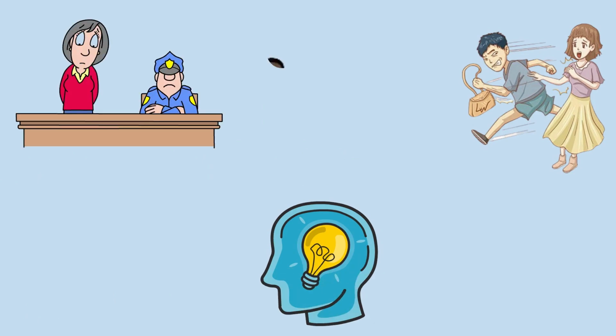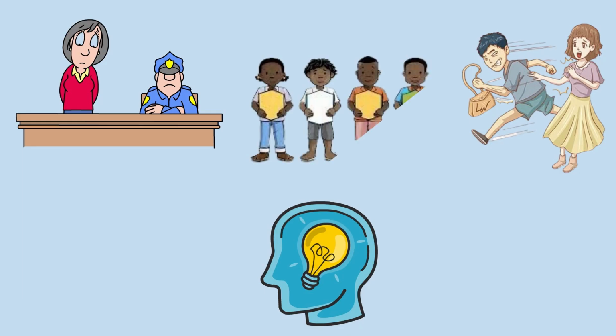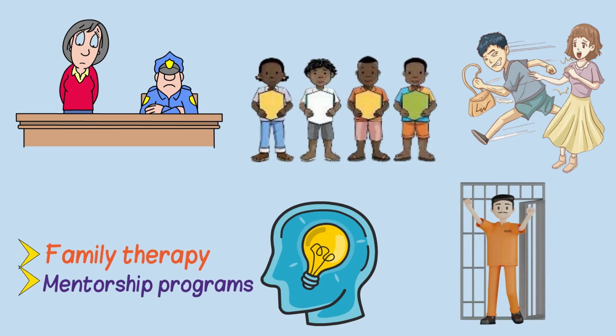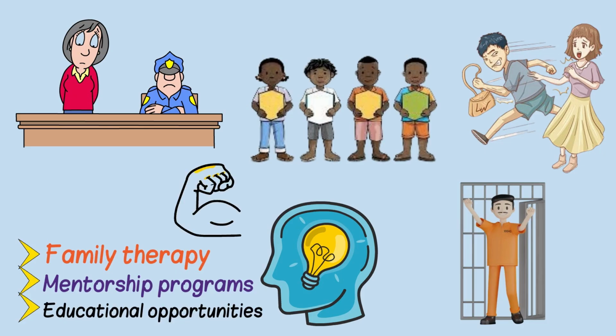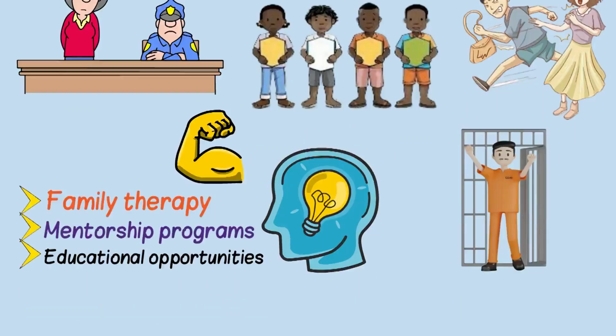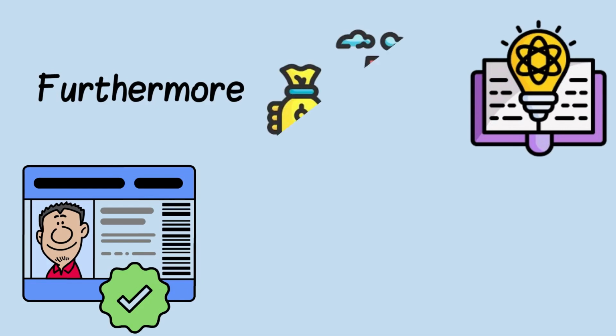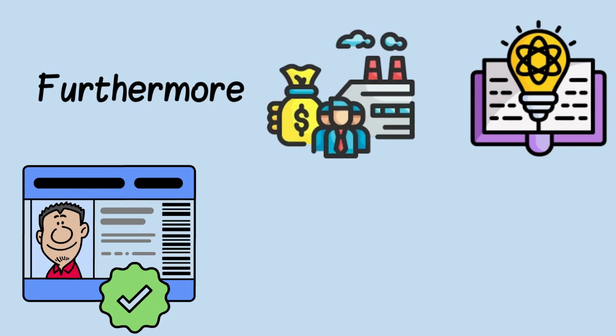For example, intervention programs often address the environmental and social factors these theories highlight. Rehabilitation efforts may include family therapy, mentorship programs, or educational opportunities to strengthen social bonds and provide positive role models. Furthermore, theories guide the development of preventative measures, ensuring that at-risk youth are identified early and provided with resources to steer them away from criminal behavior.